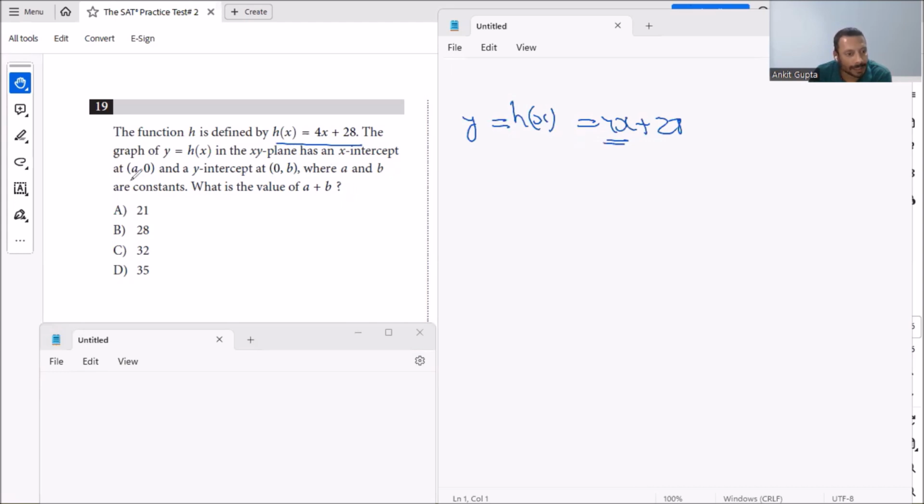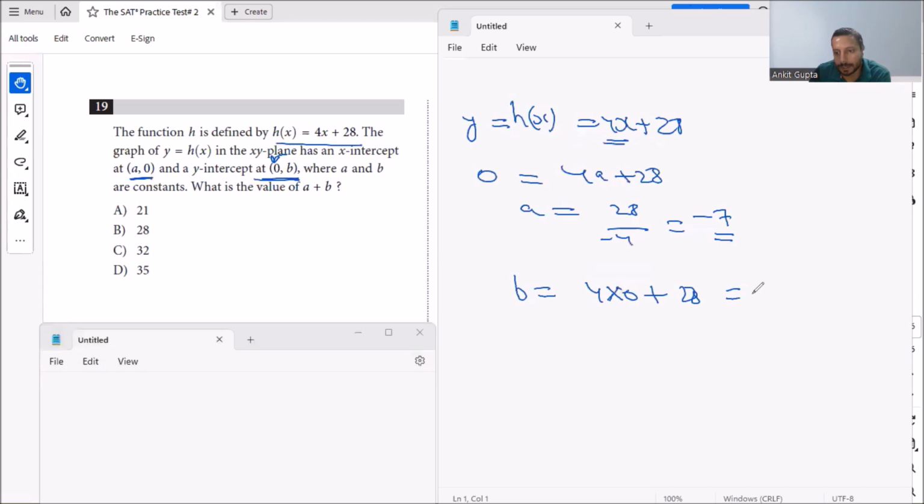So x-intercept means when the value of y is 0. So if we put y is equal to 0 and x is equal to a, we will get the value of a. That means a is equal to 28 divided by -4 and will be equal to -7. And the y-intercept is 0, b, right? Y-intercept is when the value of x becomes 0. So that means b is equal to 4 into 0 plus 28, or b will be equal to 28 itself. So a plus b will be equal to -7 plus 28 and will be equal to 21.